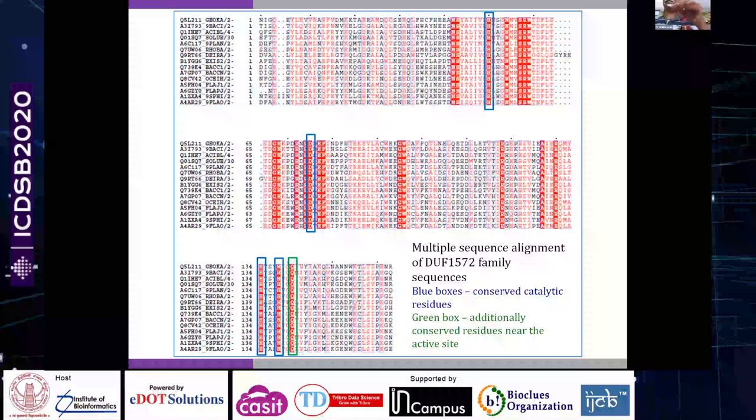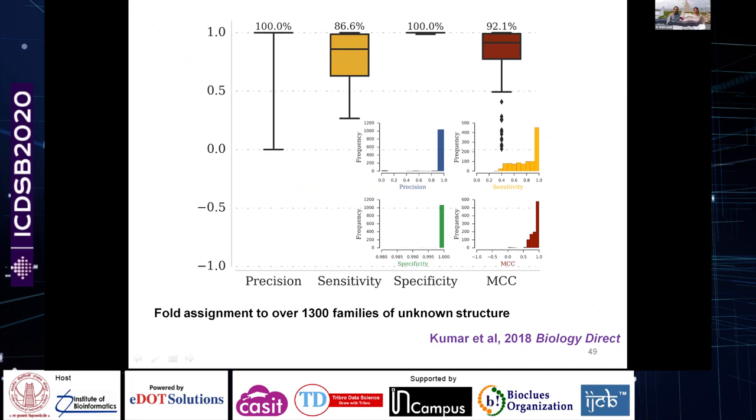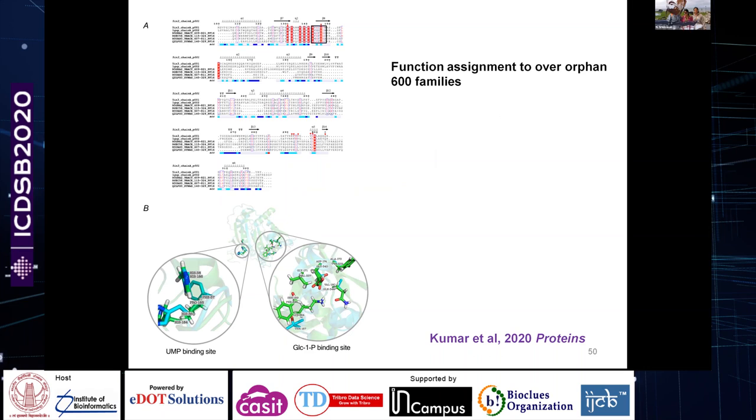All those functional residues should be conserved. All these have to be ensured before you really predict the function. We have been continuously applying it. Gayatri Kumar in my group just graduated. She has been applying it to recognize protein folds and functions from sequence information. We have recent papers in Biology Direct and Proteins. I'll just flash more than 1,300 families of unknown structure. There's no documentation in any database in the world that there is a structure, but we are able to associate the structure, and that's documented in our paper in Biology Direct. And very recently, last month, it was published in Proteins, for many function assignments for orphan protein families.